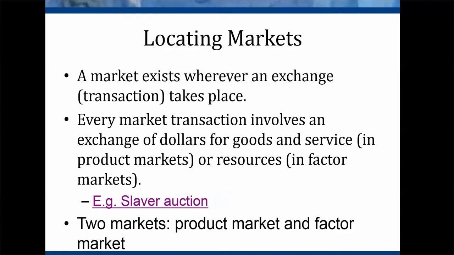Looking at the video, people buy the slave. So the slave is the product. They have the money transaction. So they do have the exchange. So they have the transaction. So that place is called a market.